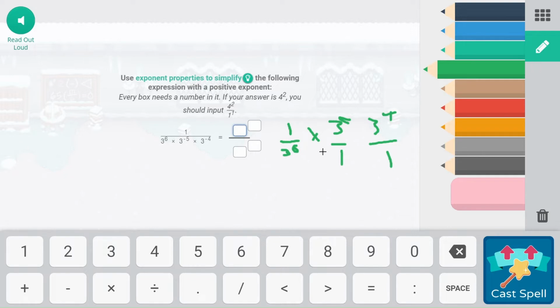3 times 3 times 3 times 3 times 3 times 3. Okay, so that's 729 on our bottom. And then 3 times 3 times 3 times 3. That's going to be 81 here. And then 81 times 3 is 243. Okay. So we are getting into some big numbers here.